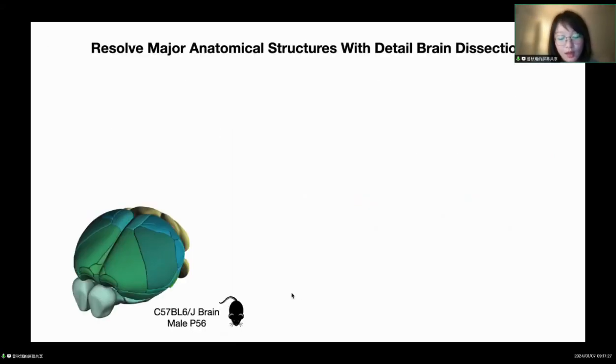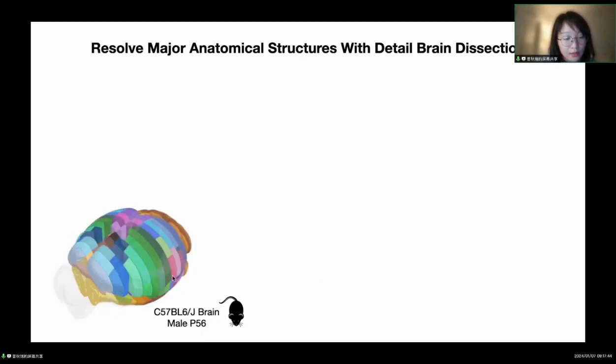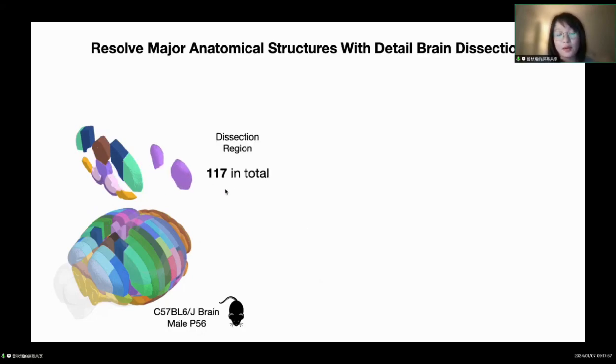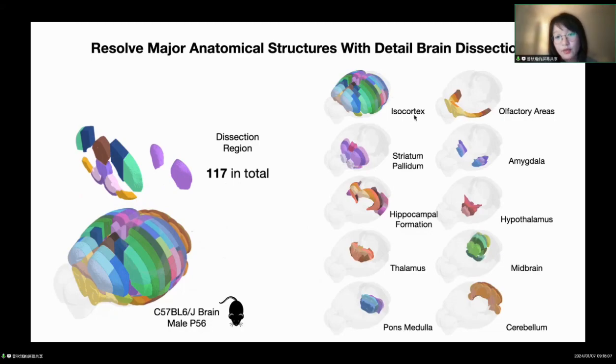To give you more detail on how we did the brain dissection, we start with a brain like this. This is a mouse brain, and this mouse is P56, so it's an adult mouse. We then cut the brains from anterior to posterior into slices of the same length. For each slice, we further dissect them into different dissection regions. We have 117 dissection regions in total for the whole mouse brain. Here are the major regions, like isocortex, hippocampus, thalamus, etc.